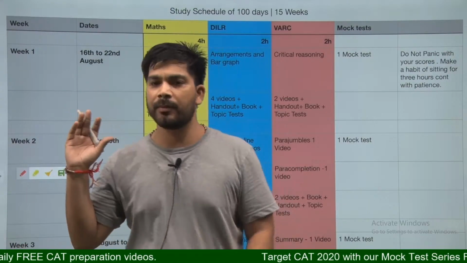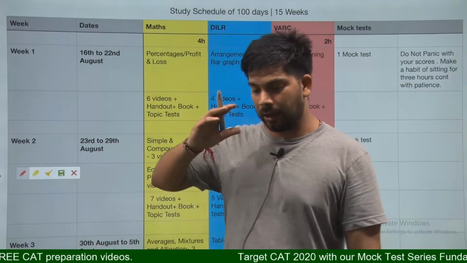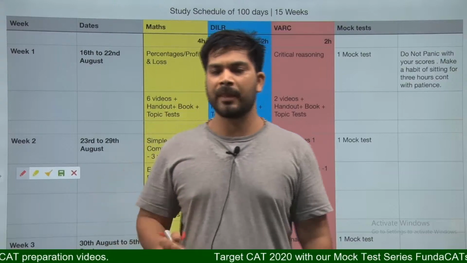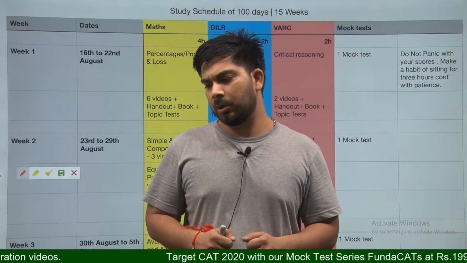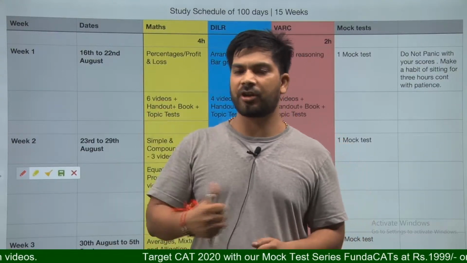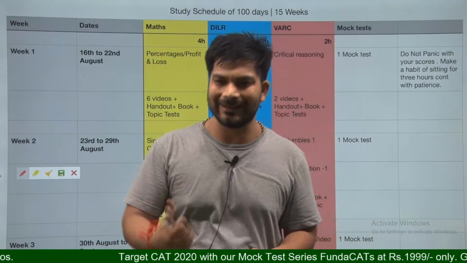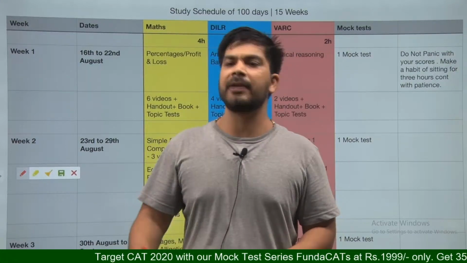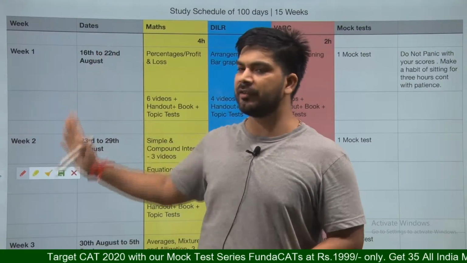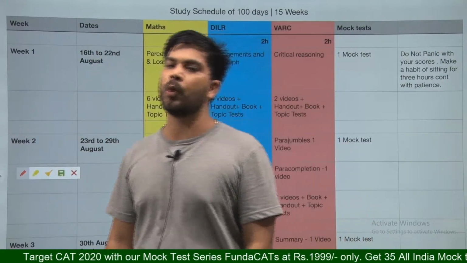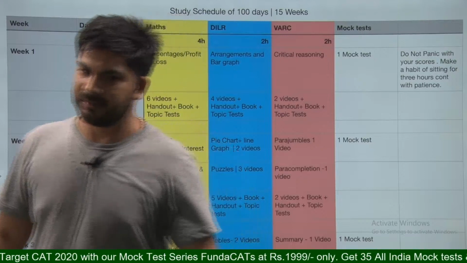So whatever timetable I have made, this is going to be a lot of force. This is going to be very power packed, and if at all you follow this religiously, trust you me, 95 percentile is guaranteed. If you work a bit more, 99 plus is guaranteed. But 95 is guaranteed if you just follow this timetable, and I'm sure you'll be able to do wonderfully well in the coming CAT examination.